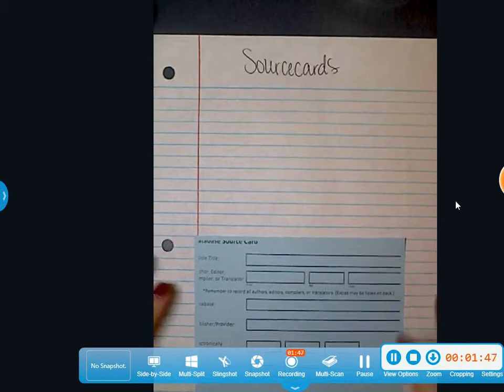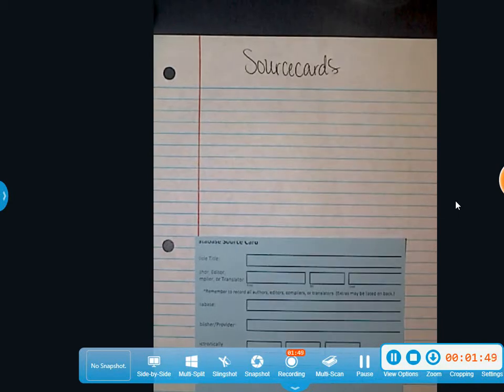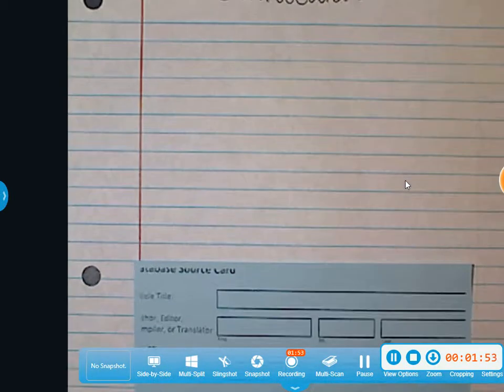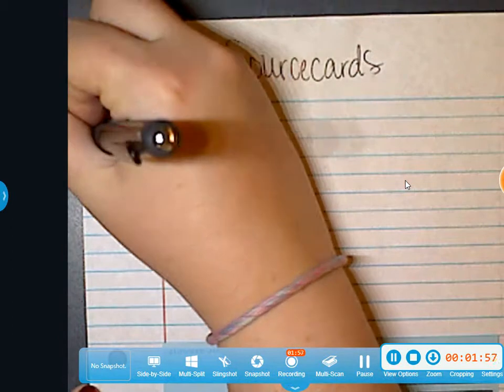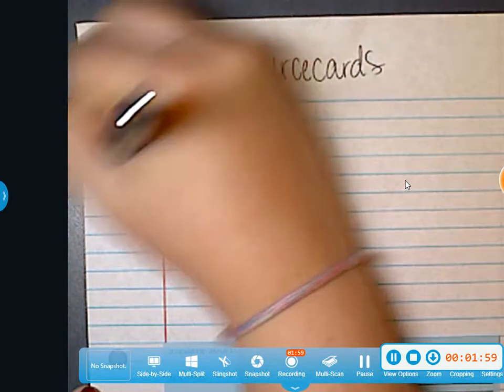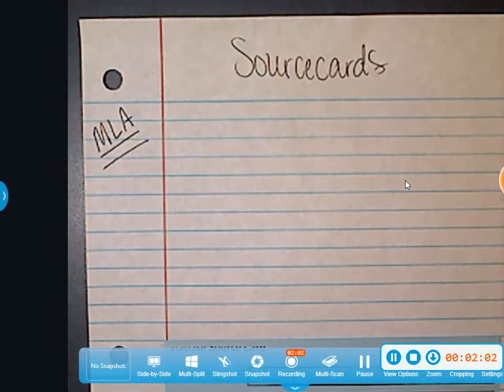So the first thing that I want you to do is write down with me what an MLA citation looks like from the databases. So I'm going to have you write MLA out to the side here. Now, there are other types of citations. There are other ways that citations are created. MLA is the most commonly used one, and it's the one that the Raymore-Peculiar School District uses.